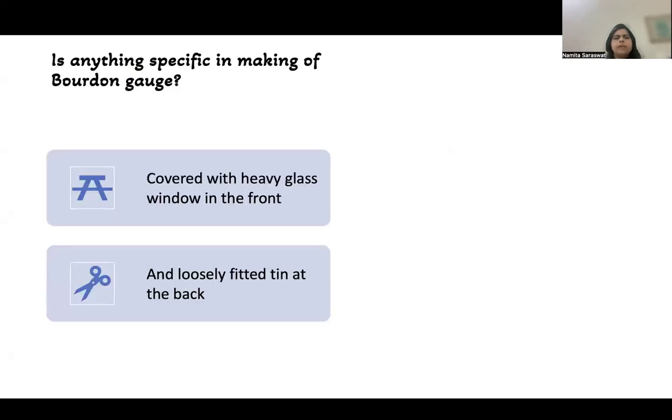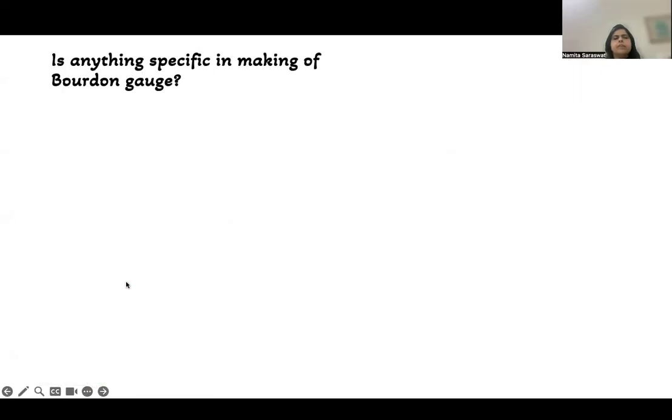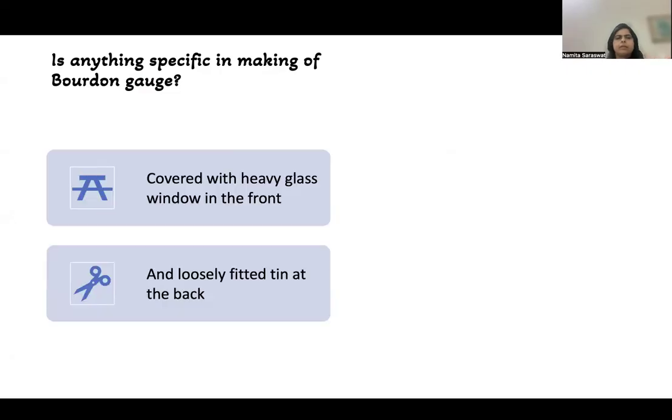It is covered with heavy glass in front and loosely fitted tin at the back. Why is it done so? Because whenever there is high pressure, if there is any chance that this gauge may rupture, the glass may break. So what will happen? The glass is so heavy that it will not be affected. However, the gas will pass through the loosely fitted tin from the back, and it will protect the anesthetist as well as the patient. So this is a safety feature.